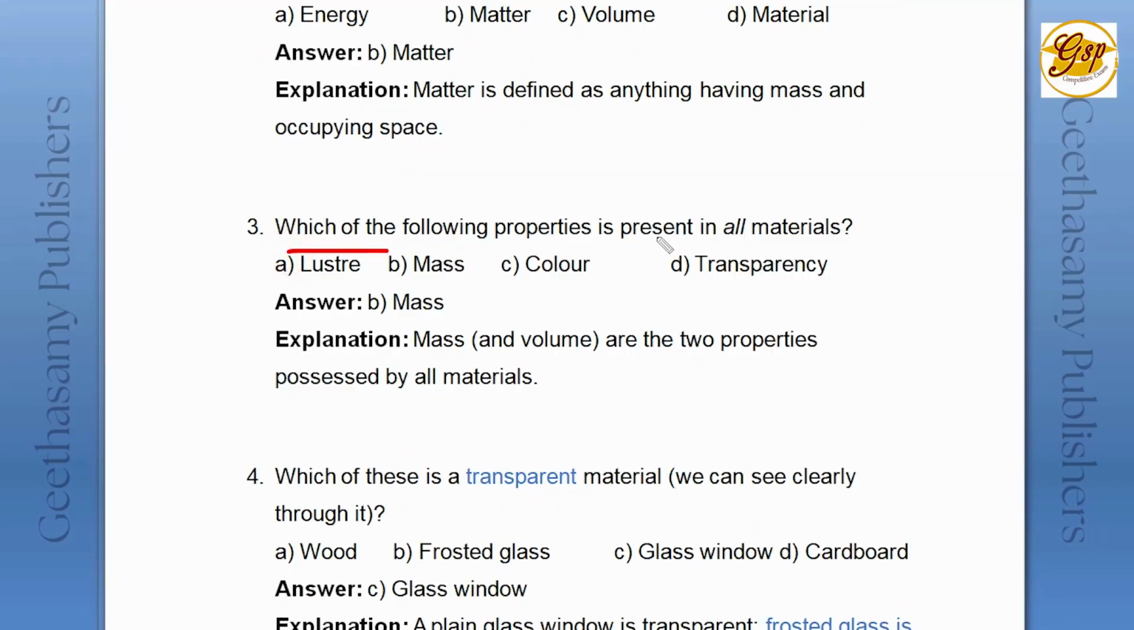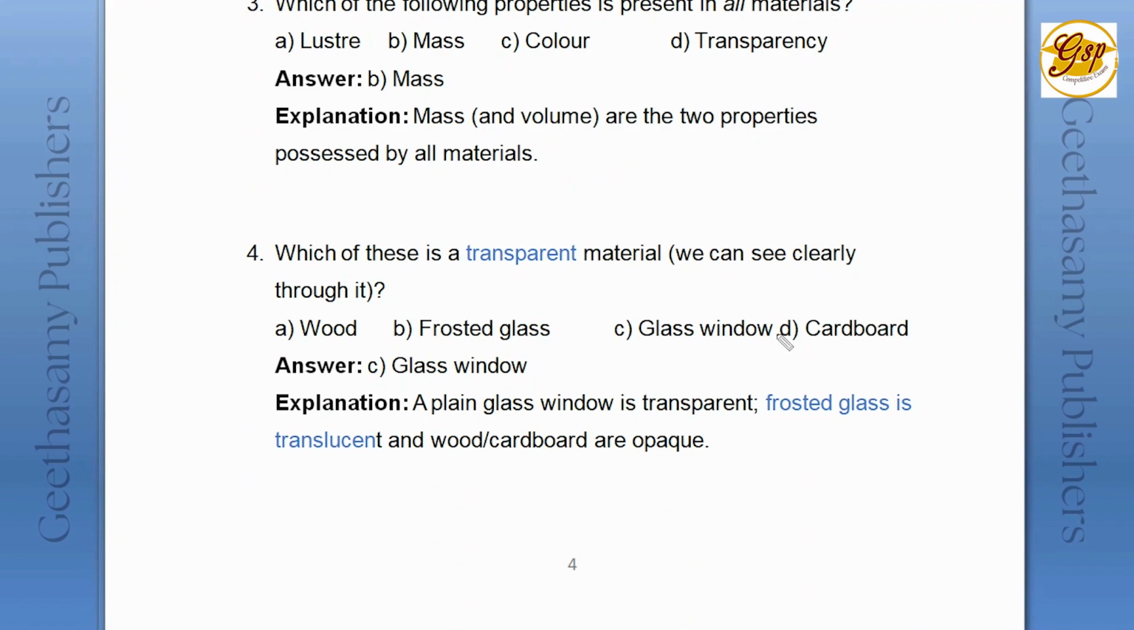Which of the following properties is present in all matter? Luster, mass, color, transparency. The answer is mass. Explanation: mass and volume are the two properties possessed by all materials. That's very, very important. Then fourth question.